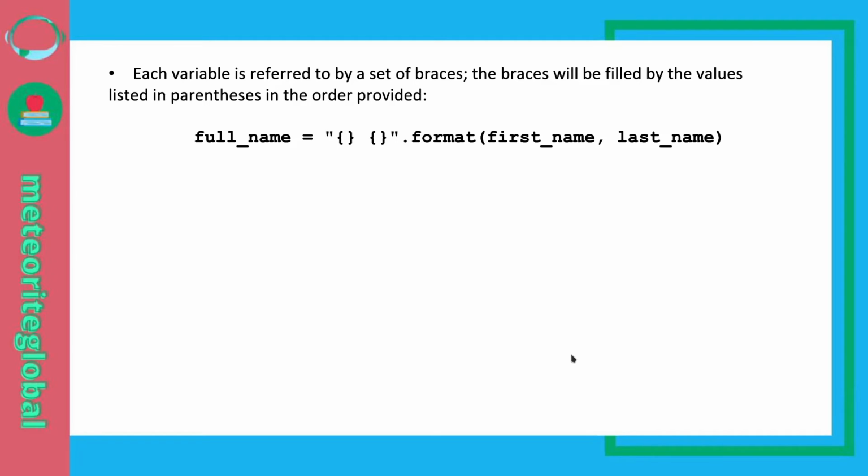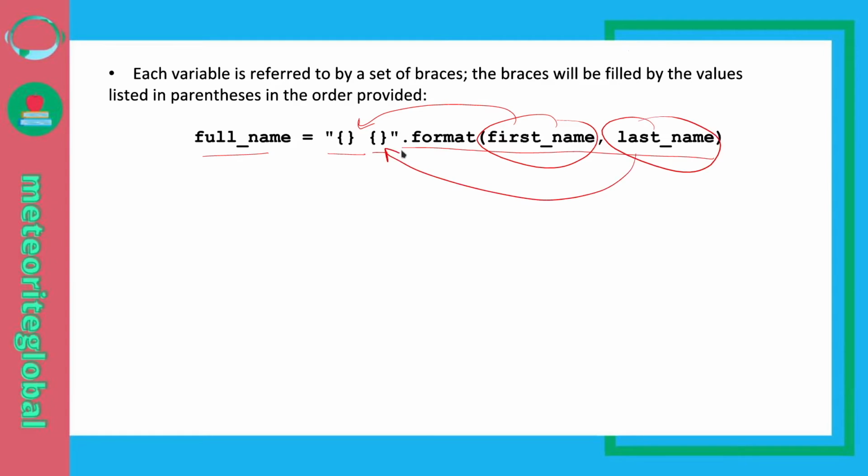Each variable is referred to by a set of braces. So these braces will be filled by the values, the variables, then dot format first name comma last name. So what this does is first name is assigned to this, and then the last name is assigned to this. I hope you get the basic idea, and then use it. Use it in a program yourself. Try it out. The more you practice, the more you learn.